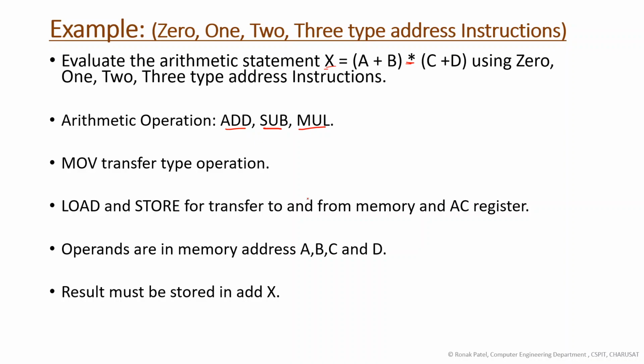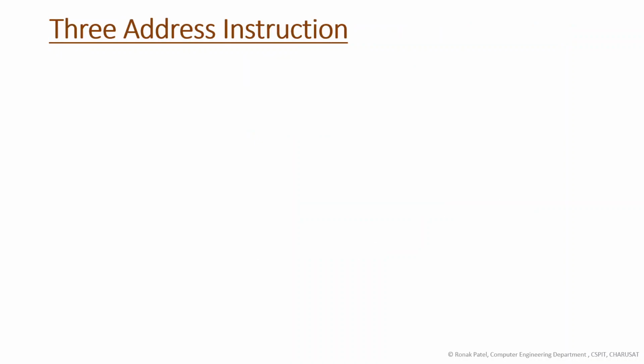Now let's first see the three address instruction, which is more popular. So we want to perform X = A + B * C + D. What you need to do? This is a three address instruction, so you can use three addresses. So what we can do? Get this value using memory. Get this value. Okay, then store the result somewhere.